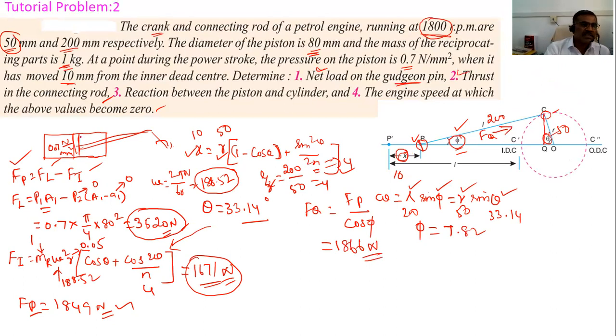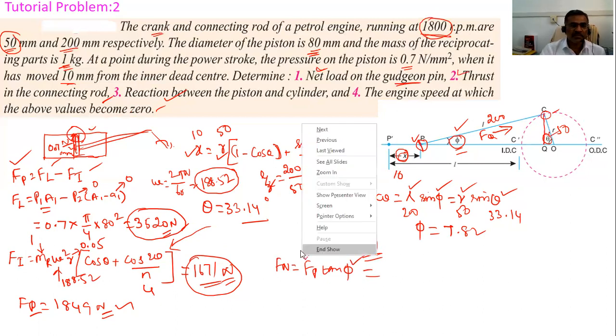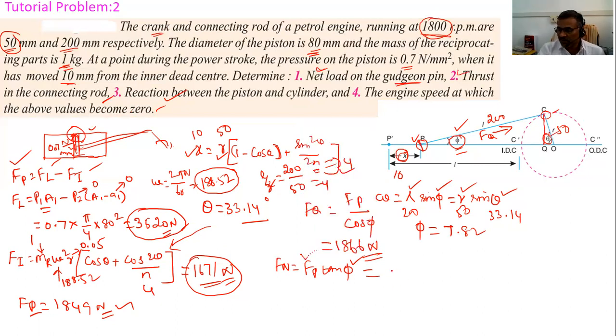Another one is, in the cylinder, there will be a force acting like this. There is a force between the cylinder and piston. That is called the normal force, or reaction between piston and cylinder. That you have to calculate. So for that also we have an equation. Fn is equal to Fp into tan phi. We already know the values of FB and phi, so substitute the values and find the value of Fn. Fn is equal to 254 Newton.